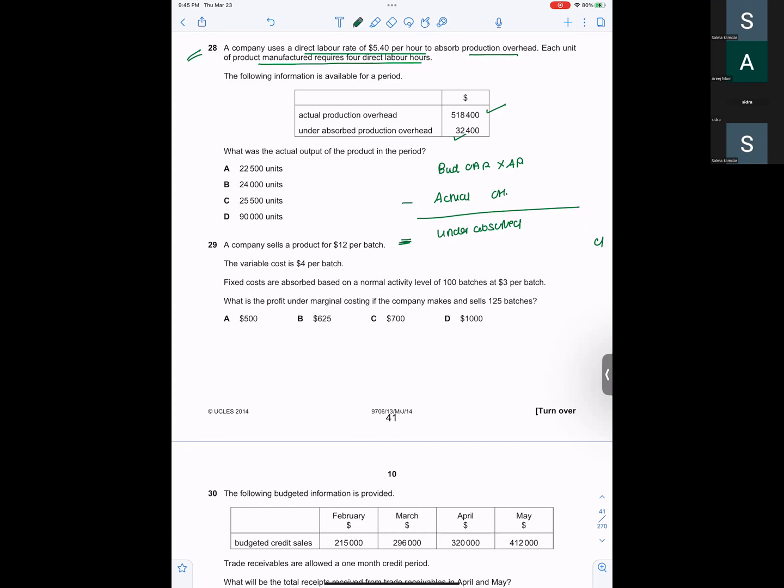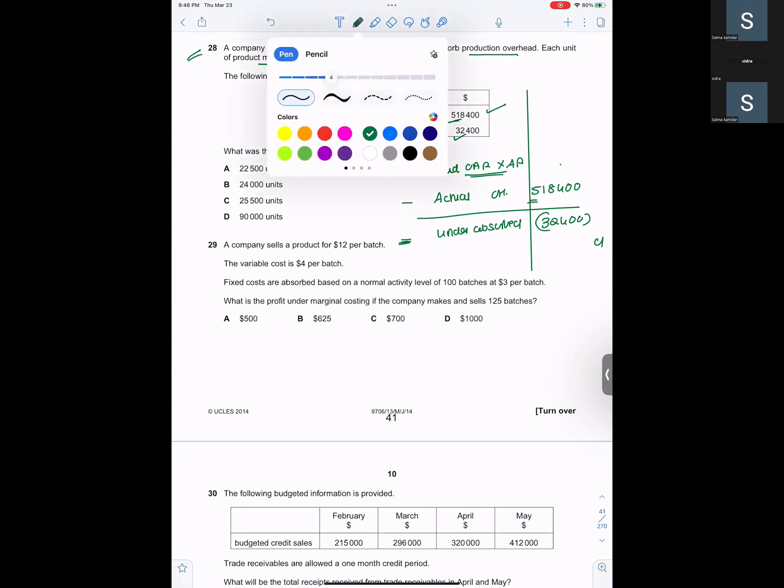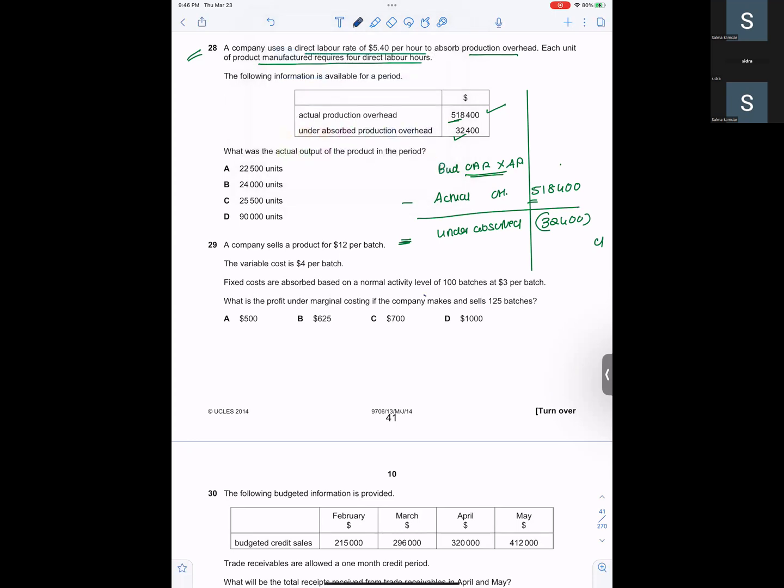So under absorbed is how much? 32,400. The answer is negative, right? Yeah. Actual overheads is how much? 518,400. So budgeted OAR into actual production will be how much? 486,000.